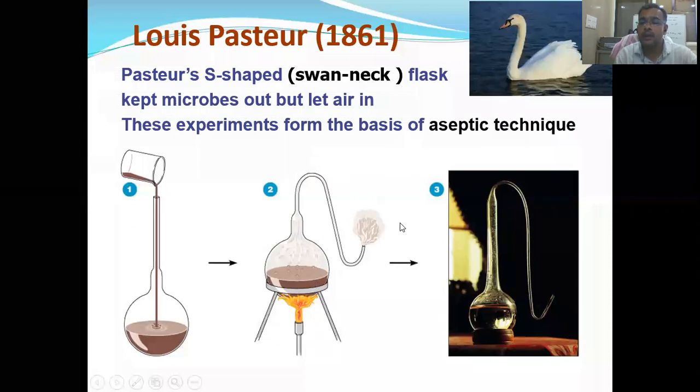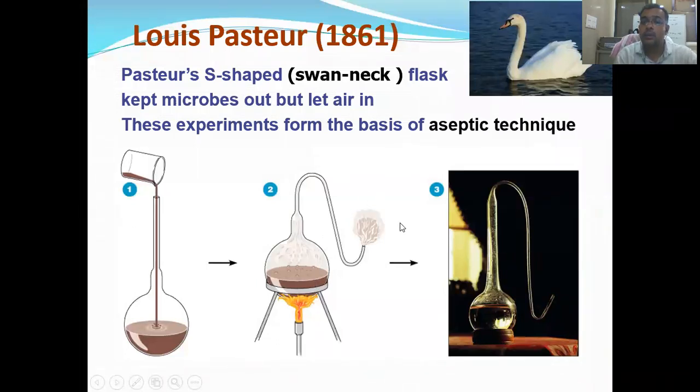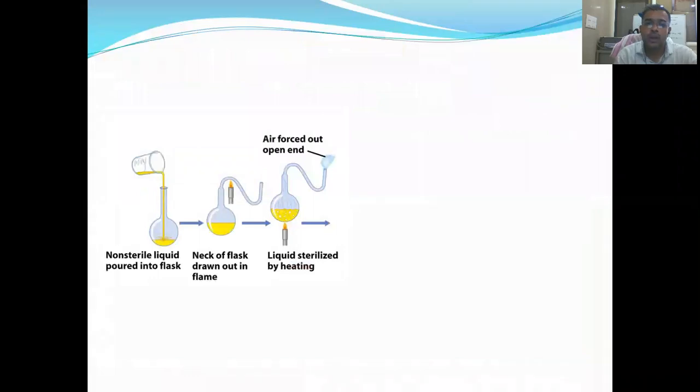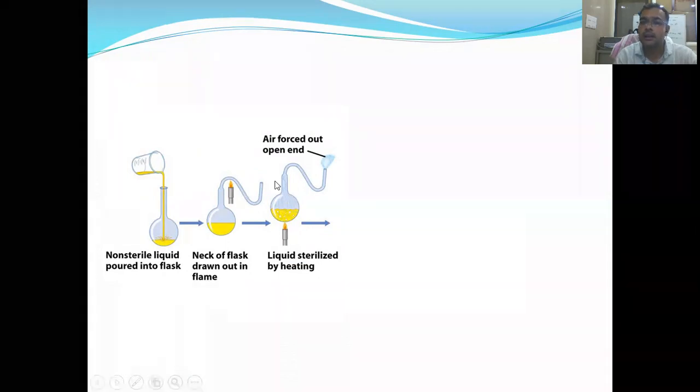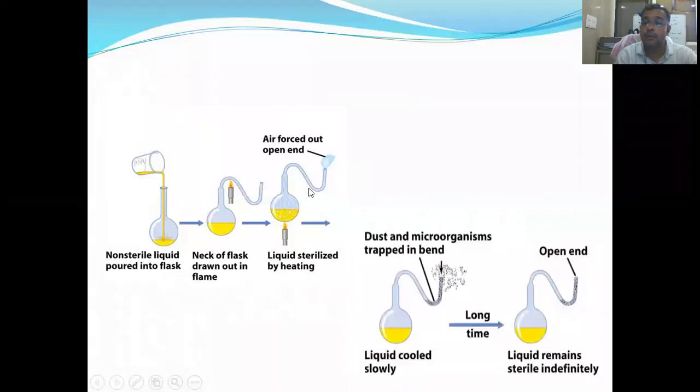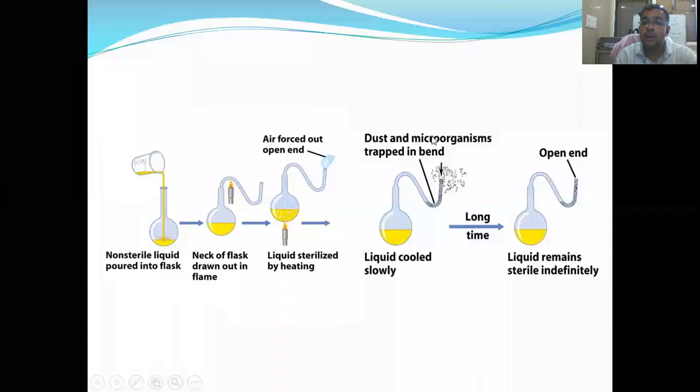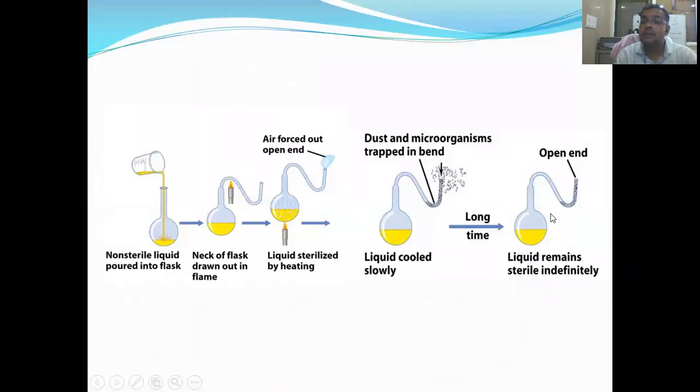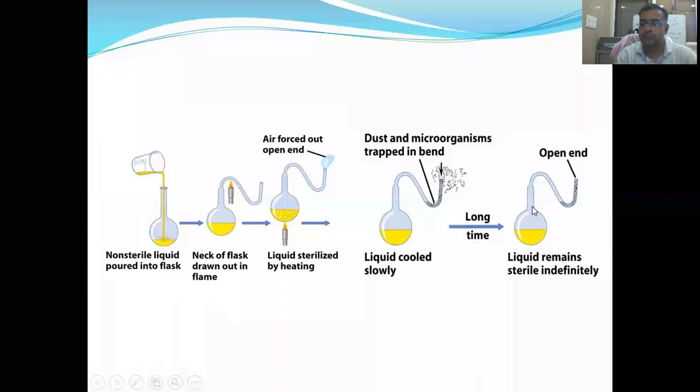Now he kept this broth for some time. So what happened? Whatever bacteria or organisms were present, they got killed after heating. Now it is not easy to enter inside this swan flask because it acts as a trap. So whenever dust or microorganisms enter inside this flask, they get trapped in this bend. So that's why this liquid remains sterile for a longer time.